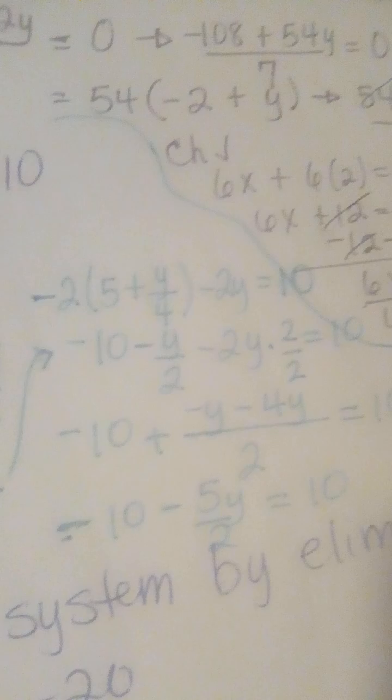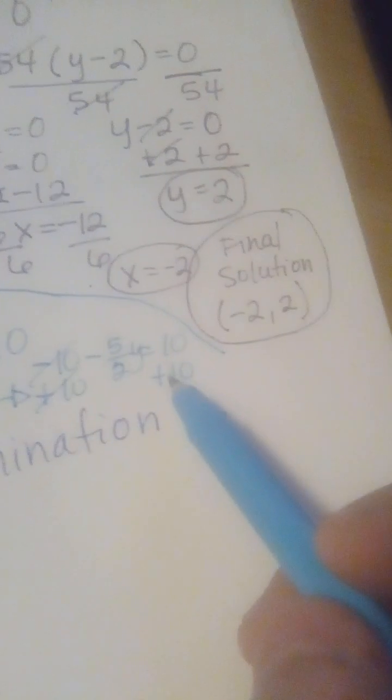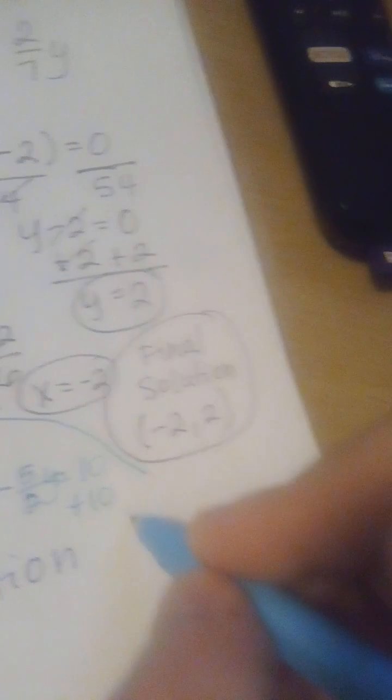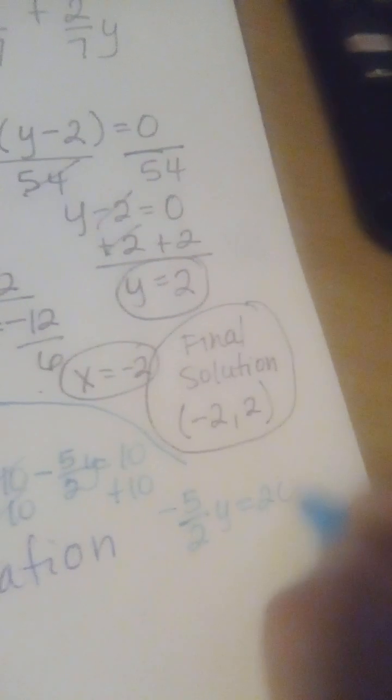right? And then let me move this over just a little bit. Okay, I hope you can see this. Am I missing the y? Yes. We add 10 to both sides, right? Cancel this out. And we got negative 5 halves y equals 20.